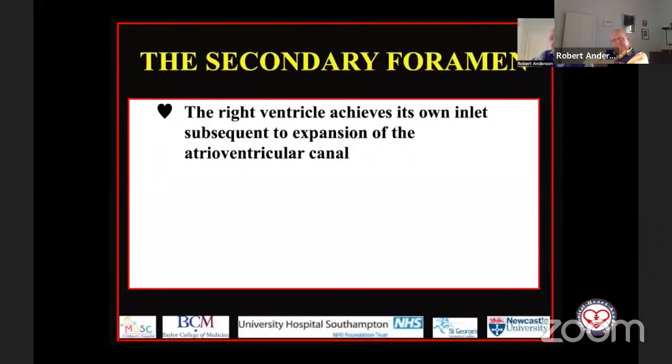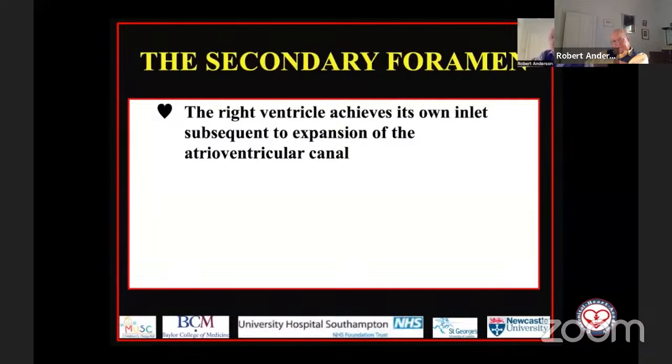So, when we have dominant left ventricle, incomplete right ventricle, the channel between the ventricles is essentially the primary interventricular communication. But we're going to move on now and show you what happens when we have the secondary interventricular communication.